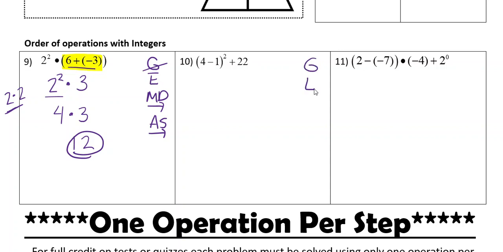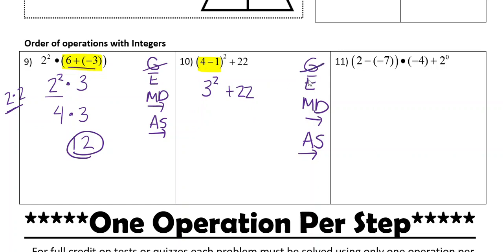So we're still following GEMDAS that we learned last time. So I need to do the grouping first. Now don't be distracted by this exponent. It's outside of the grouping. I have to do the inside of that grouping first. So I'm going to do 4 minus 1 first. 4 minus 1 gives me 3. Then I attack with the exponent.